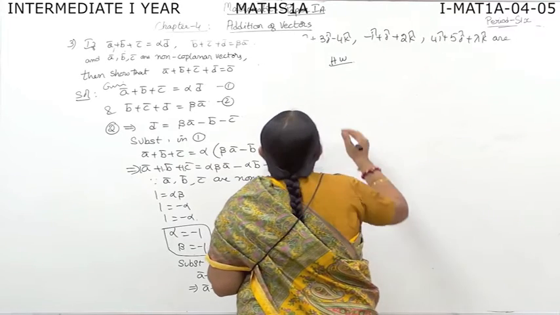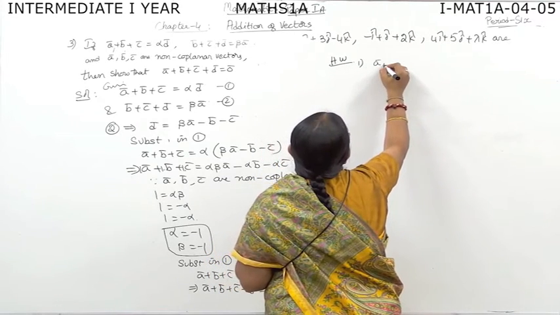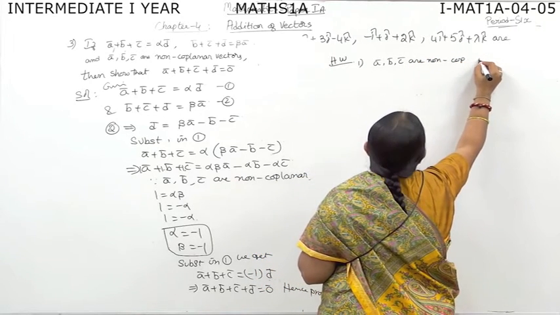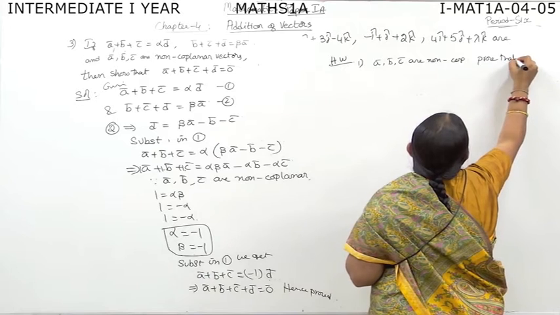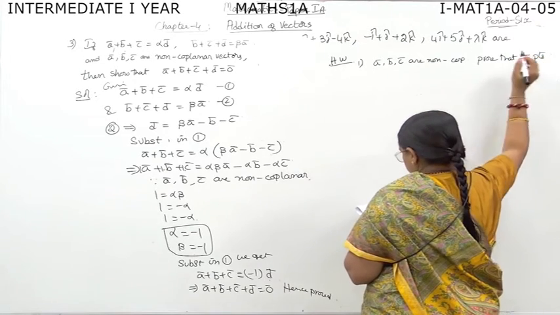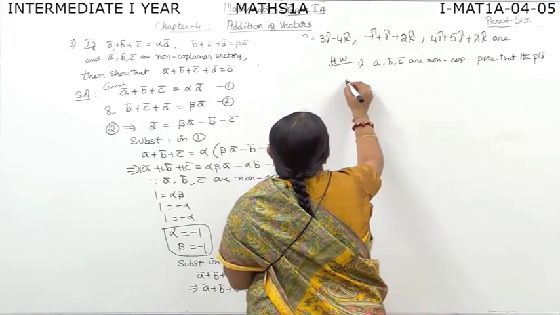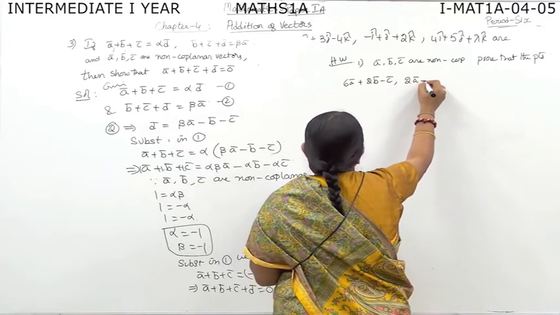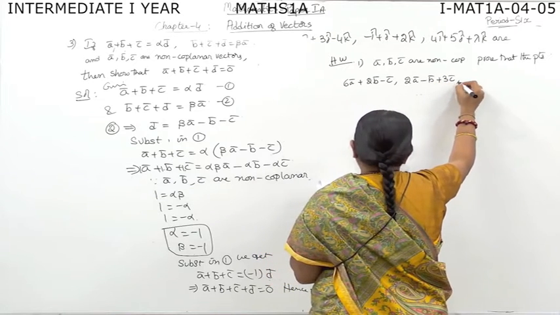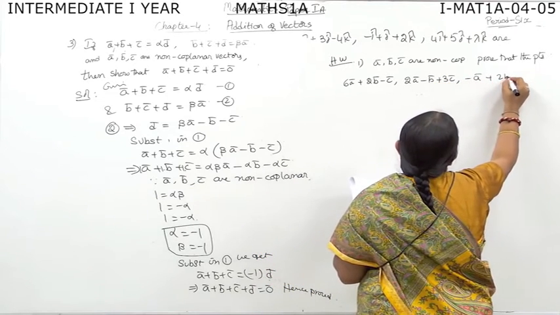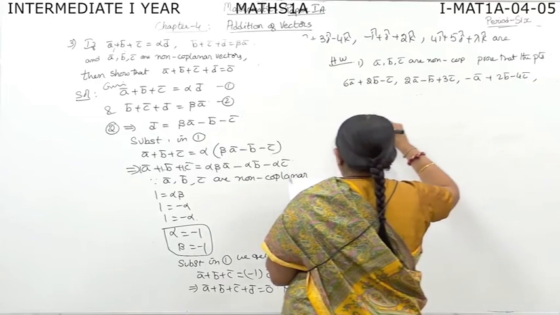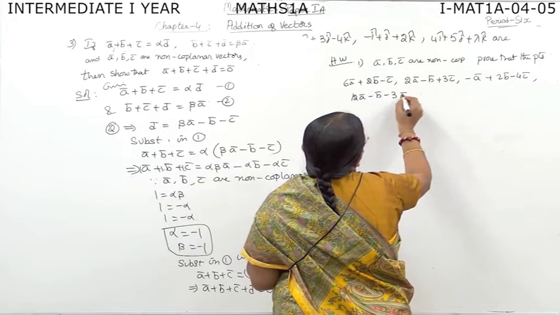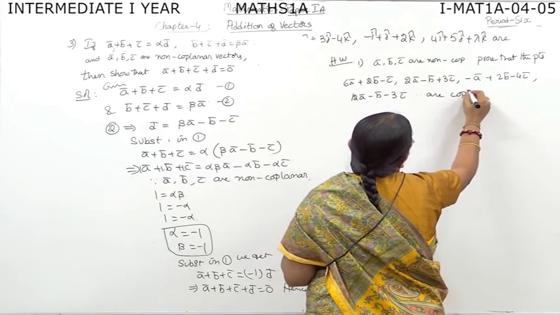First problem: A, B, C are non-coplanar. Prove that the points, 4 points are given: 6a plus 2b minus c, and then 2a minus b plus 3c, and then minus a plus 2b minus 4c, then 12a minus b minus 3c. So show that the 4 points are coplanar.